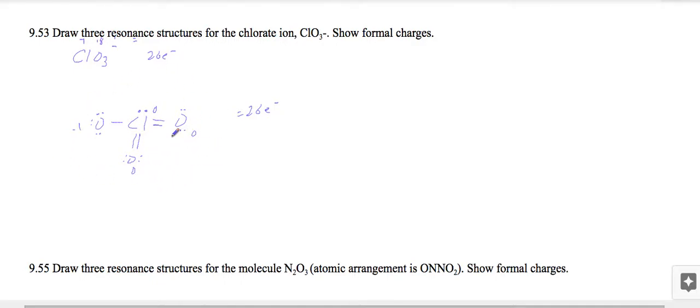We want to minimize those formal charges. So we have that resonance structure. We have this resonance structure. We have the final resonance structure. Looks like that. So those are the 3 resonance structures for the chlorate ion.